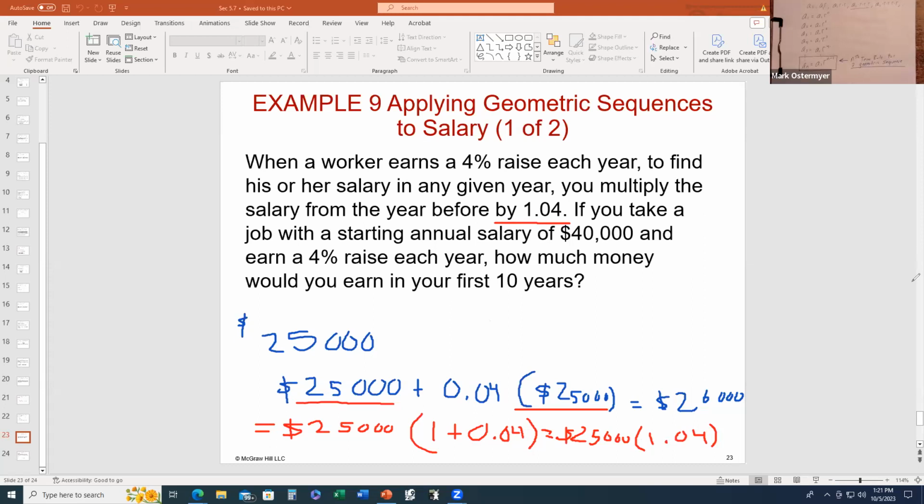So when you multiply your starting annual salary of $40,000 by 1.04, that will indicate the amount of money you'll make the following year. And then when you multiply the following year's salary by 1.04 again, that indicates how much you're going to be making the year after that. Times 1.04 again indicates another 4% raise, the amount of money you'll be making a year after that, et cetera, et cetera, et cetera.